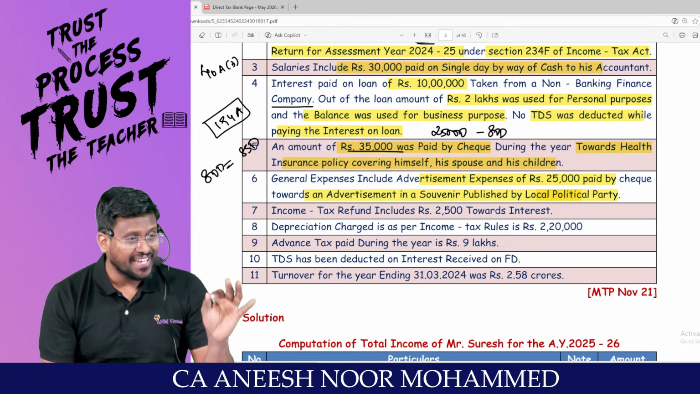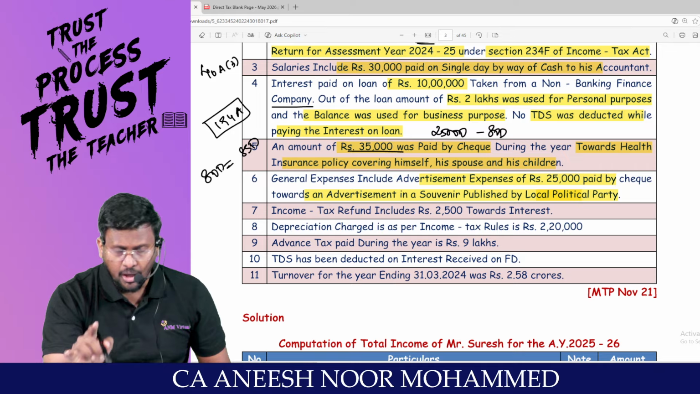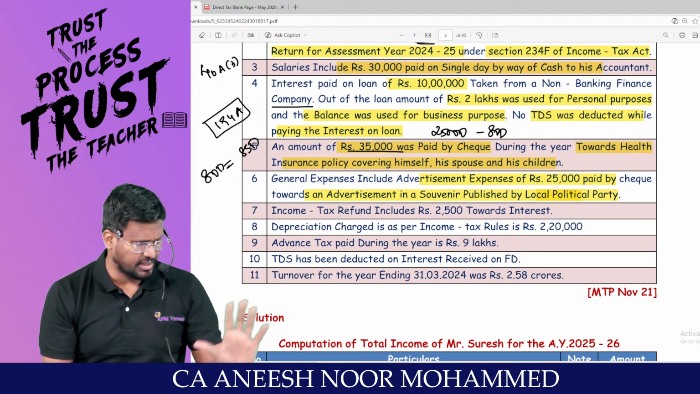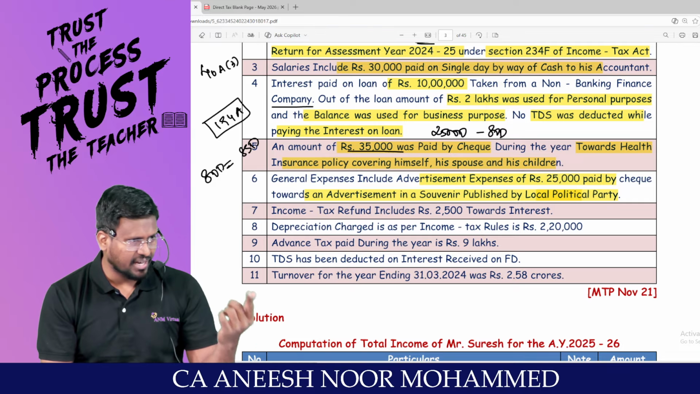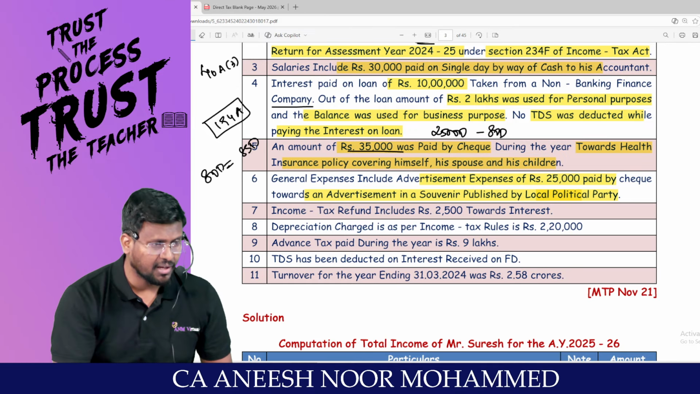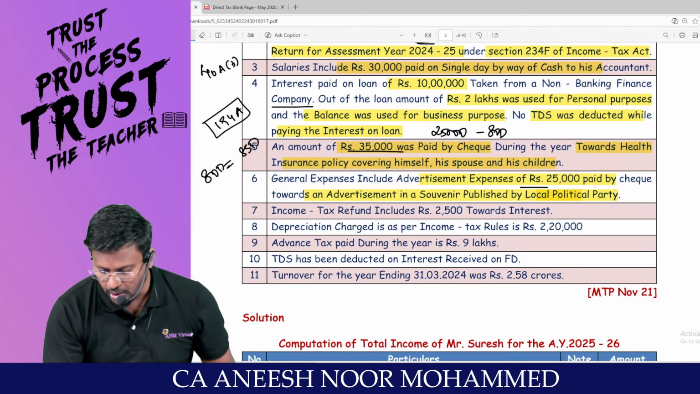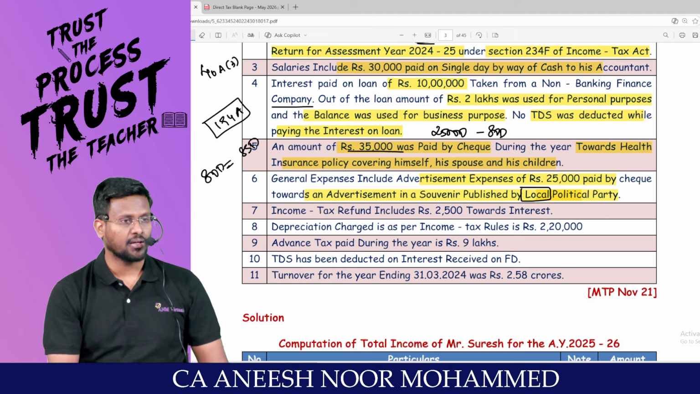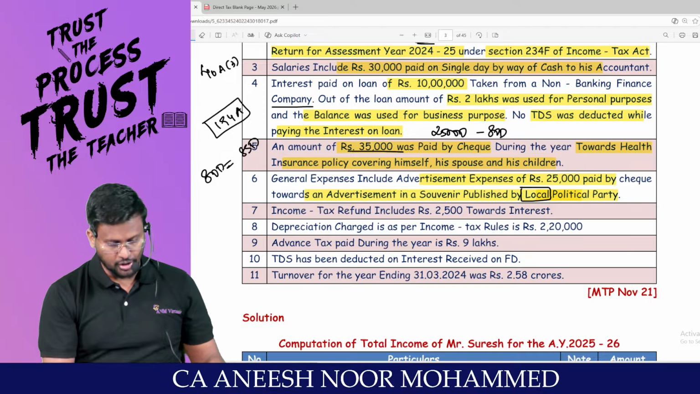And it can be claimed as a Chapter 6A deduction under 80GGB or 80GGC, as the case may be. In this case, the assessee is not a company. Assessee is other than company and individual. So he can claim a deduction under 80GGC. Like that you should not think, because it's a local political party. Only to a registered political party, it will be allowed as a deduction.